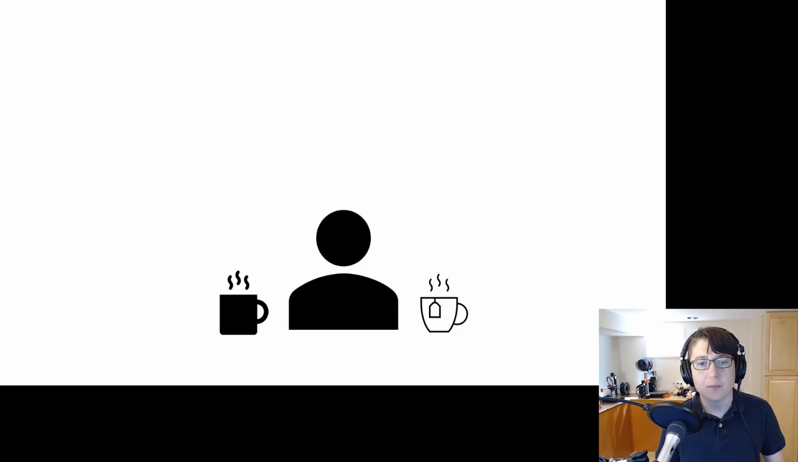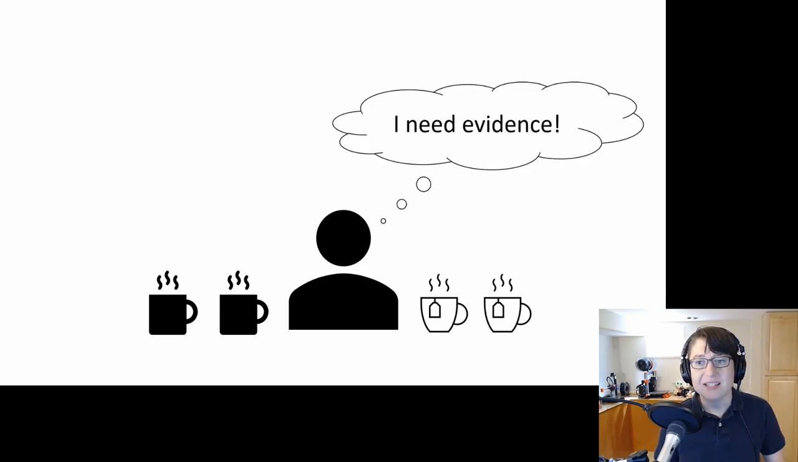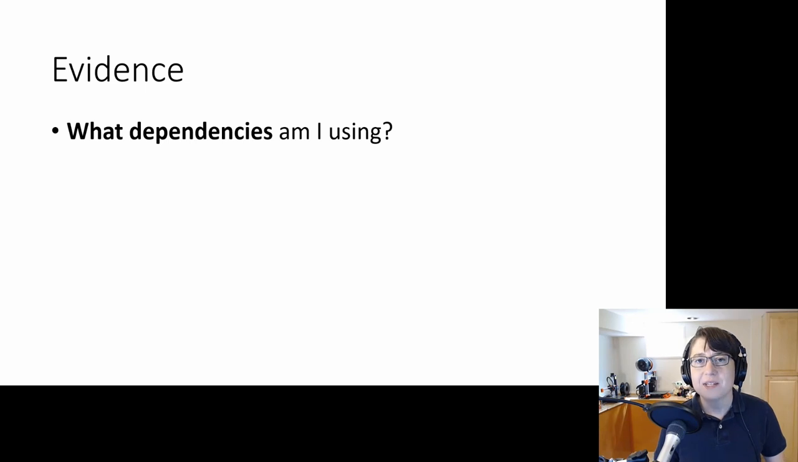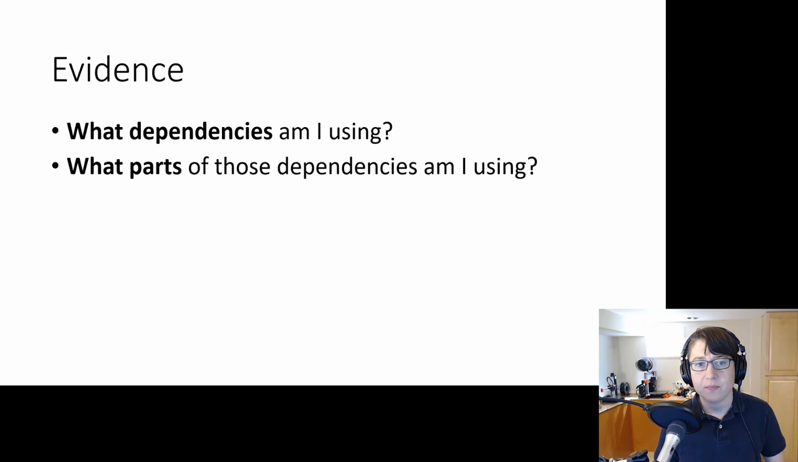I would likely start by pouring another cup of coffee and another cup of tea, and then start the process of gathering evidence. This evidence I gather is meant to answer key questions. What dependencies am I using in my software? What parts of those dependencies am I using? Sometimes one part of a piece of software is vulnerable to a CVE, while other parts are not.